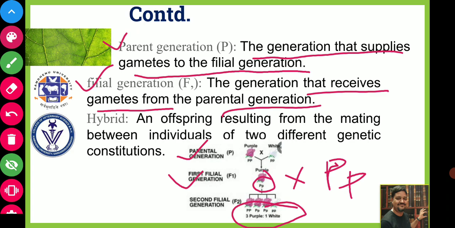Another term is hybrid, an offspring resulting from mating between individuals of two different genetic constitutions. Here you can see capital P is one kind of genotype, and small p is another kind of genotype. When capital P is crossed with small p, they form a hybrid, capital P small p. So these first filial generation individuals are known as hybrids.